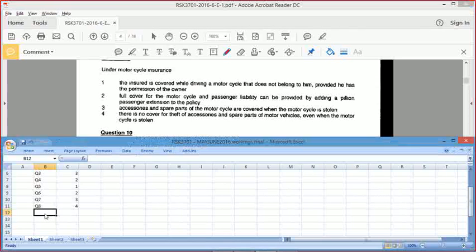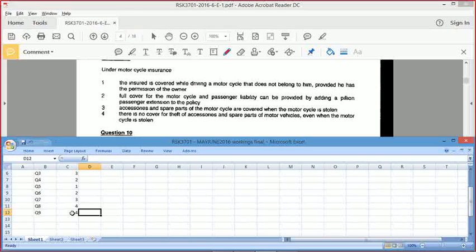So I would go with four here. What did you go with? I went with three. Option three: accessories and spare parts of the motorcycle are covered when the motorcycle is stolen. Accessories would be extra stuff, and spare parts maybe. No, but a motorcycle won't have a spare wheel. Motorcycles don't have spare wheels.